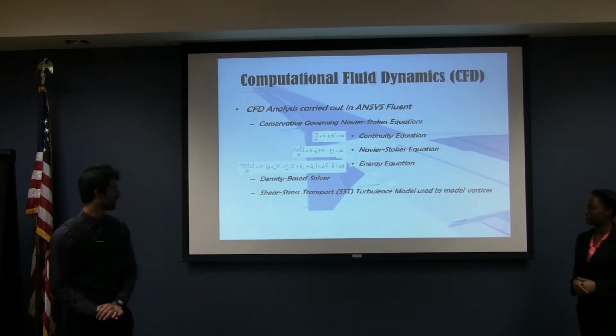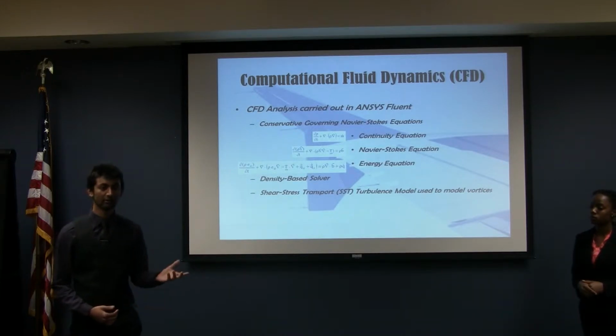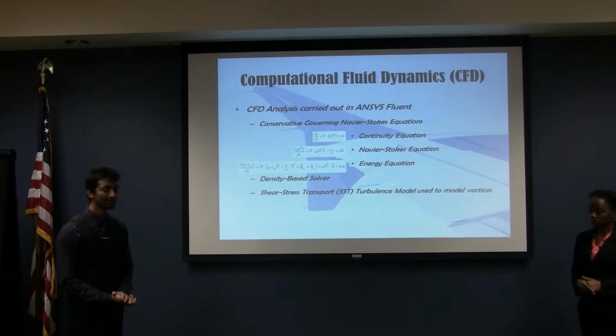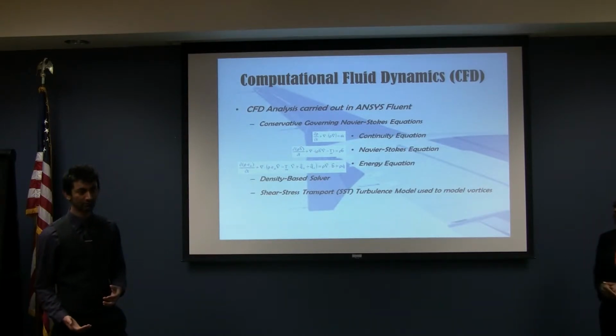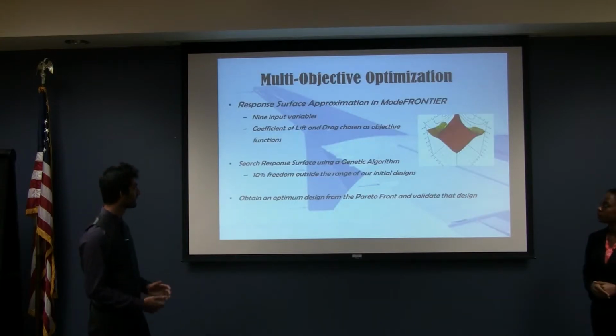Our turbulence model will be the shear stress transport. First of all, it is very important to model the boundary layer phenomena, which is taken into account by shear stress transport. And it is very low computational cost to run 100 initial design optimization.